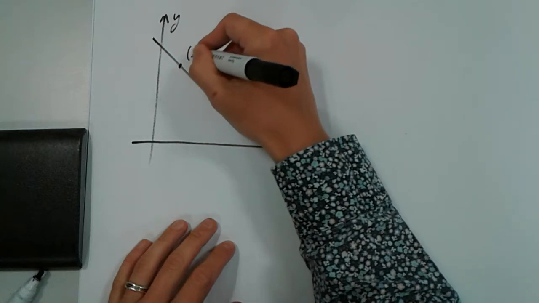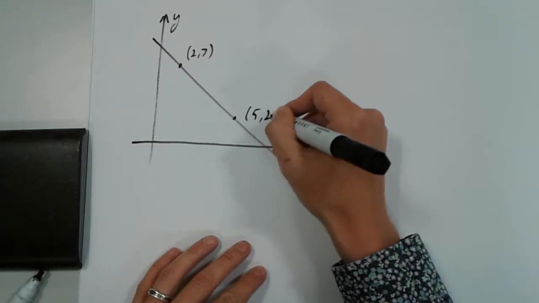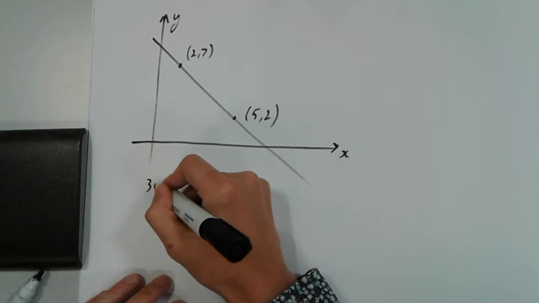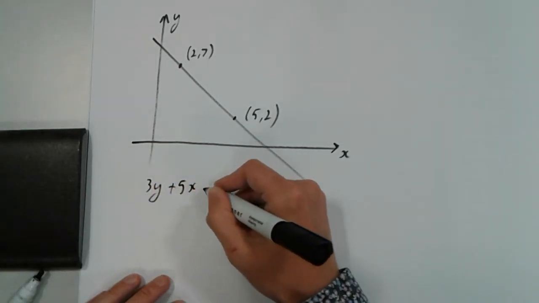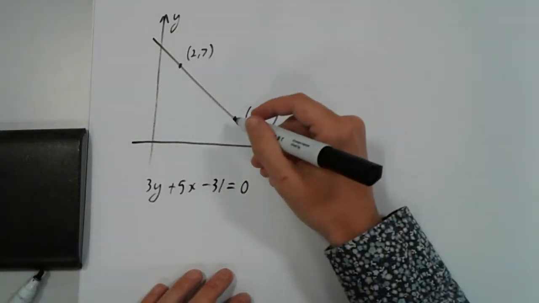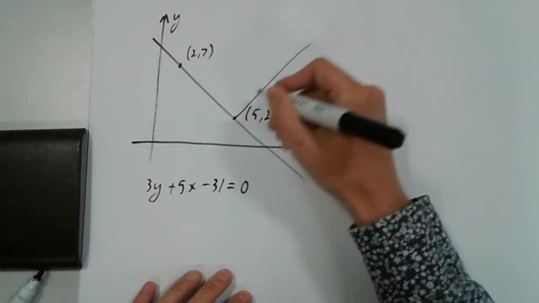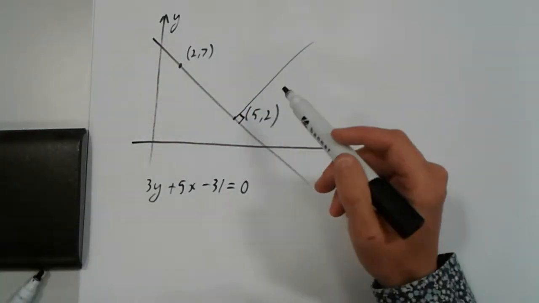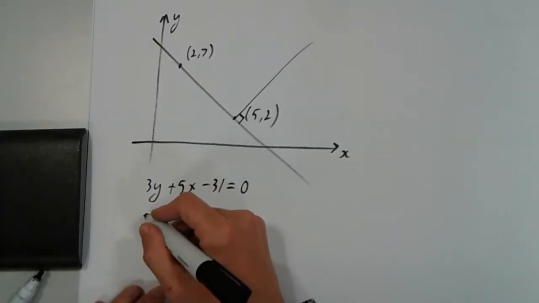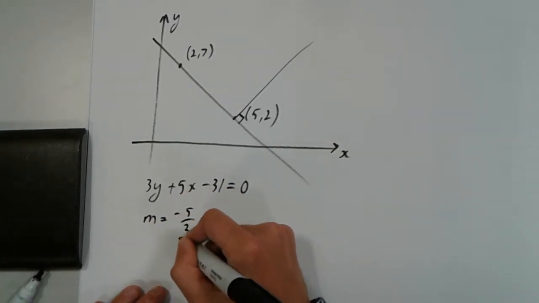We had the point 2,7 and we had the point 5,2. We know the equation of this line was 3y plus 5x minus 31 equals 0. What we're going to do now is find the equation of the perpendicular line to the one we already have. So again, previously we saw the gradient of this line was m equals minus 5 over 3.